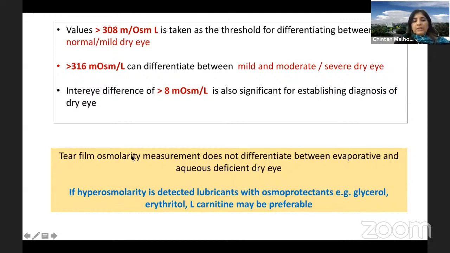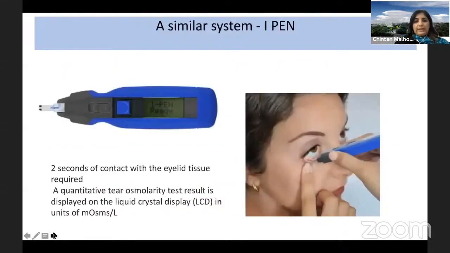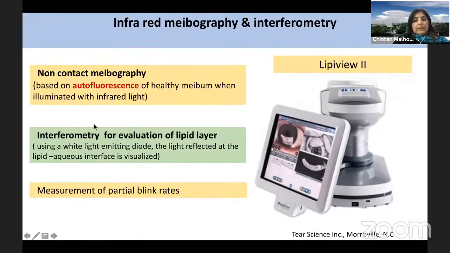The drawback of this is that it does not differentiate between an evaporative and an aqueous deficient dry eye. But if we do demonstrate significant hyperosmolarity, then one can go in for lubricants with osmoprotectants, which would probably help the patient better. So that's where it has its value. There's a similar system, I'm not sure if it's available in India, which is the iPen, which directly gives the printout.